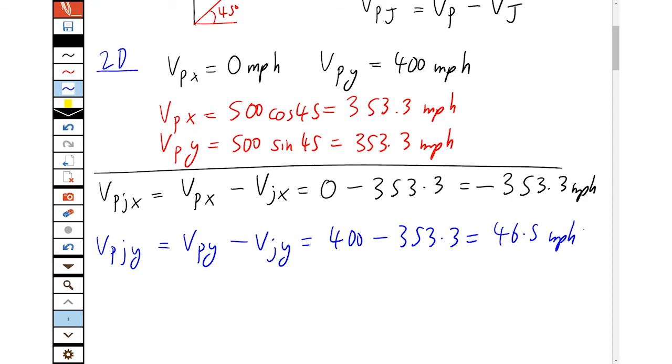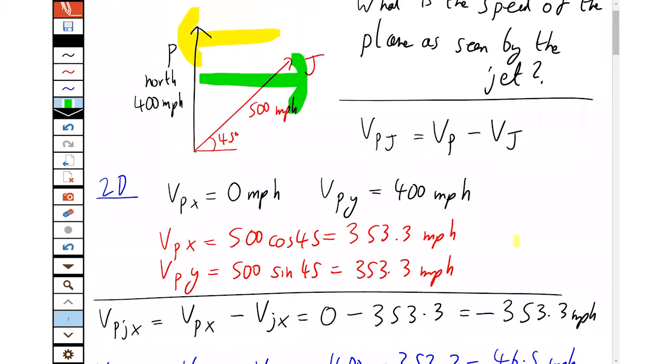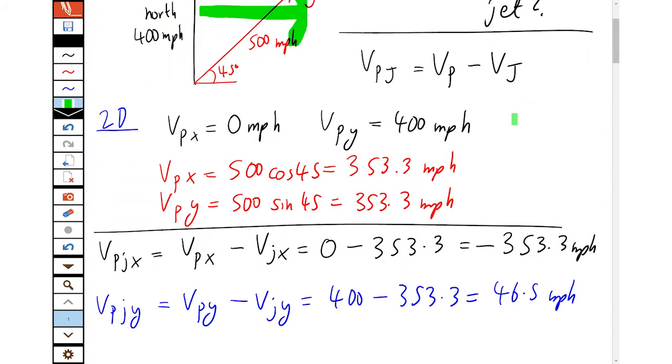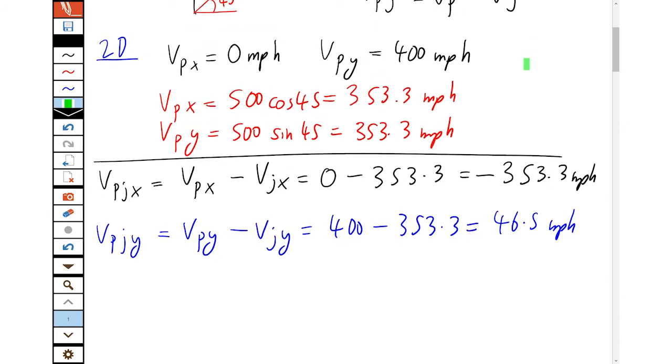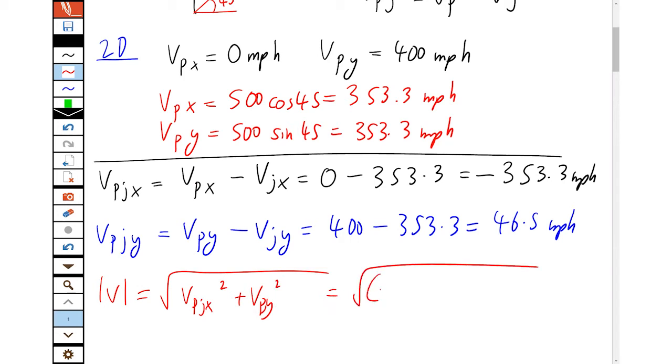And now, it always feels good to work out a bunch of numbers, but you always want to check, hang on, did I actually answer the question? We were asked for the speed, which is just the size of the velocity. We've got the x component and the y component. So to work out the speed, it's the square root of the sum of the x component squared plus the y component squared. So we have the square root of minus 353.3 squared plus 46.5 squared, which gives us 356.3 miles per hour. So we've answered the question, but we are practicing today.